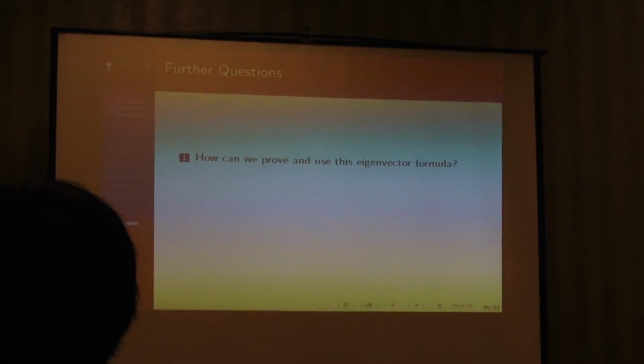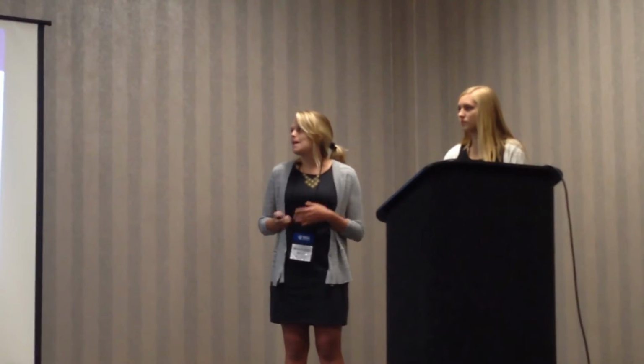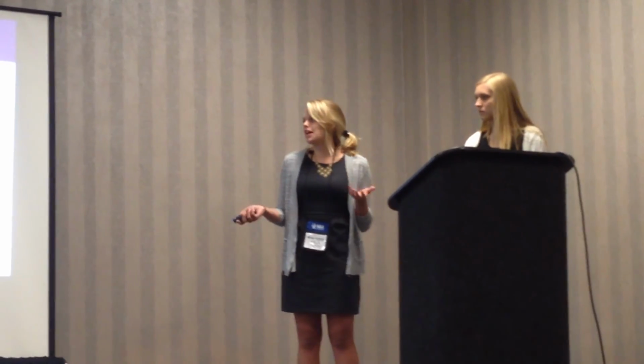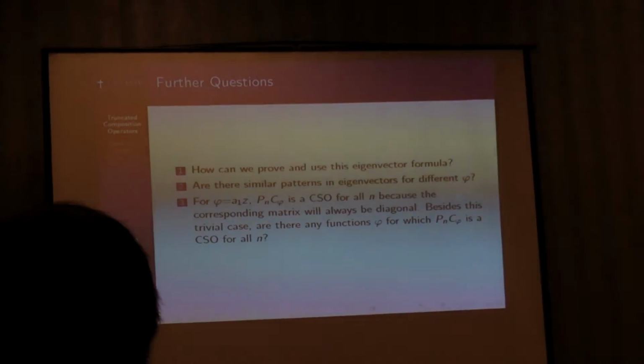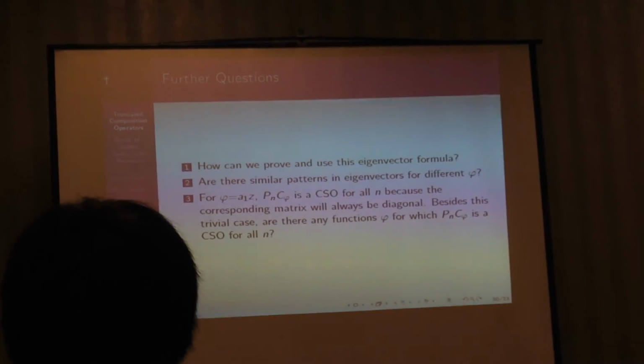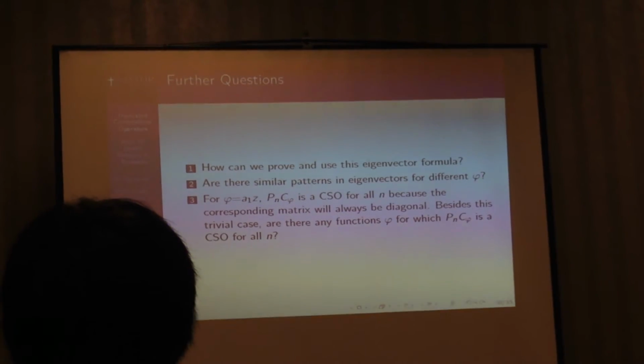Yeah, so overall, some of the questions that we still have are whether or not we can prove and use this, because we can tell a lot about a matrix by its eigenvectors, as well as maybe some similar patterns for different kinds of functions phi, maybe those that aren't just linear. And also still asking that question, maybe what functions phi would make every PnC phi a complex symmetric operator for each value of n, other than the kind of boring function where phi is just equal to a1, a constant, times z.